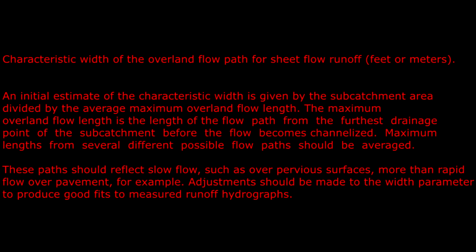You have the characteristic width. An initial estimate of this width is given by the subcatchment area divided by the average maximum overland flow length. This parameter reflects the size of your catchment with the time that water needs to reach the channel. Online, you might find more explanation and discussion about this parameter.